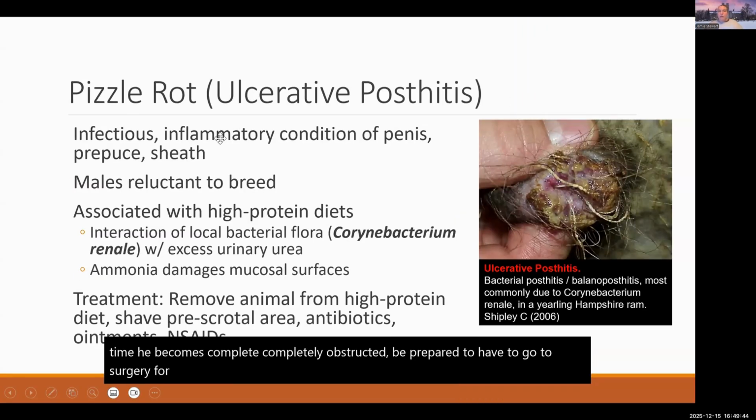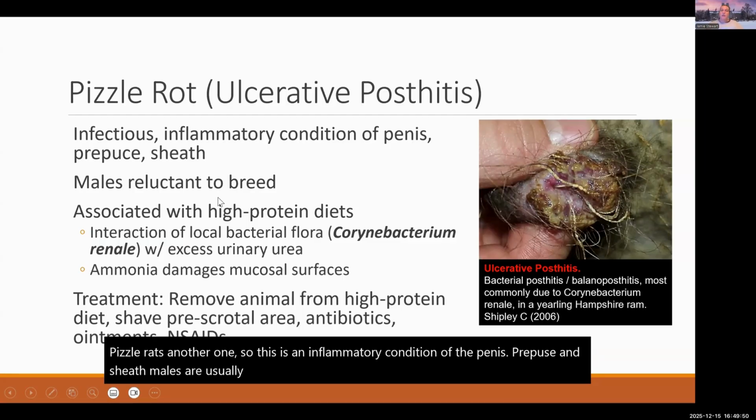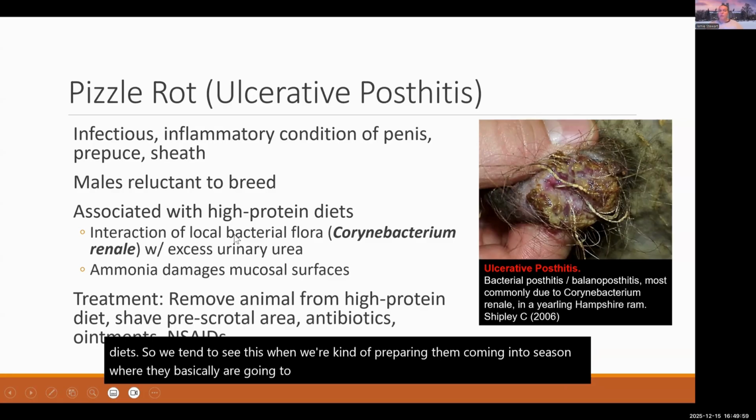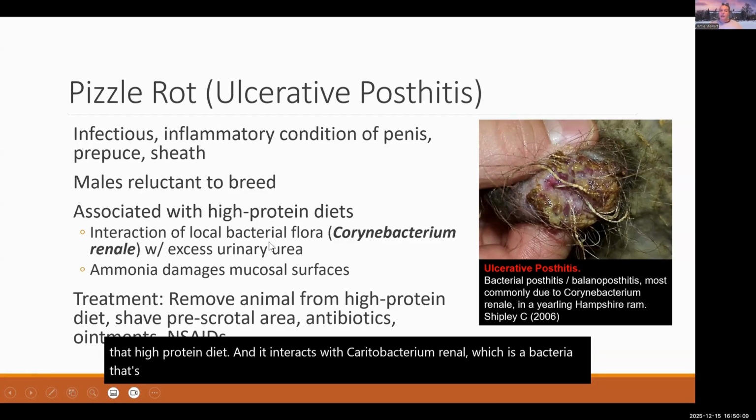Pizzle rot's another one. So this is an inflammatory condition of the penis, prepuce, and sheath. Males are usually pretty reluctant to breed, and it's associated with high protein diets. So we tend to see this when we're preparing them coming into season, where they are going to start producing more urea in the urine because of that high protein diet, and it interacts with Corynebacterium renale, which is a bacteria that's present in that area, and it produces ammonia, which damages the surface.